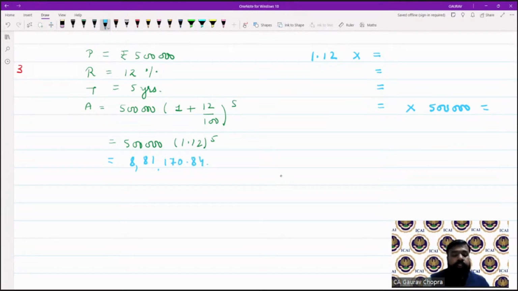8,81,170.84. So this is the amount. The calculation is very easy. You have to simply do 1.12, press multiply equal to for the 4 times and then multiply by rupees 5 lakh. In this way, you can easily calculate your answer.